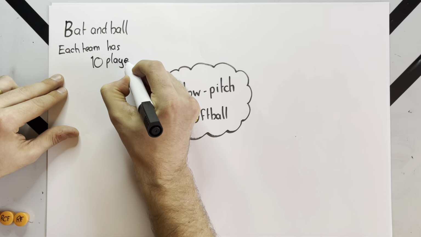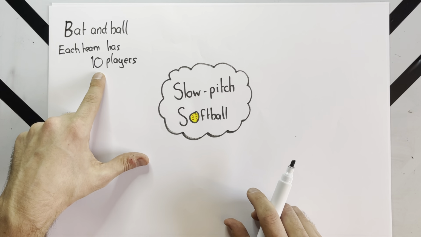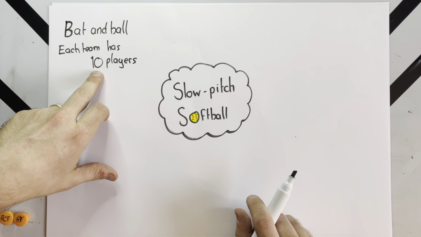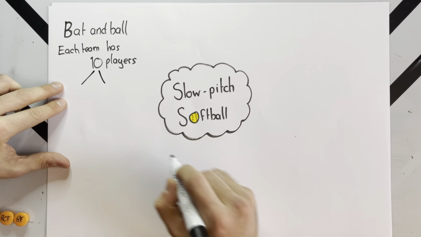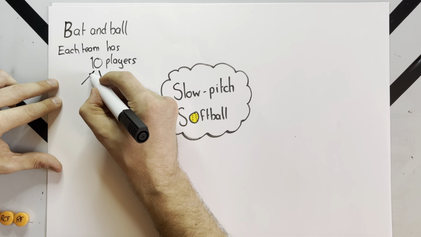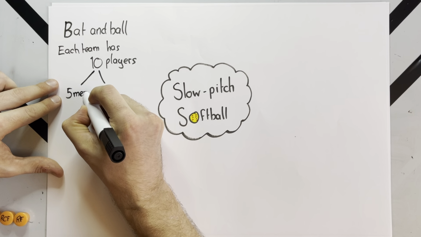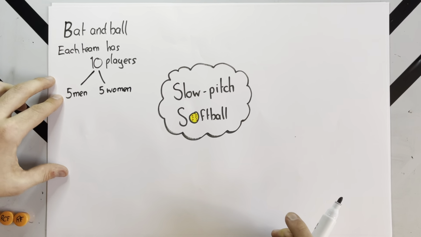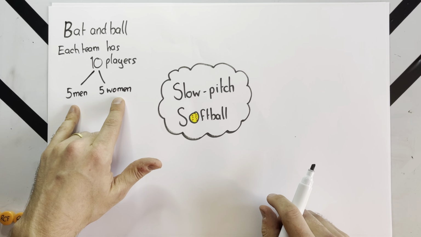Softball is fairly unique in this instance. It's one of the only sports where you have an even number of players in each team. But even more unique to softball, and slow pitch softball, which is a more social sport than anything else, is that you have to have 5 men and 5 women. You must have an even split, 5 and 5. If not, you won't be allowed to play.